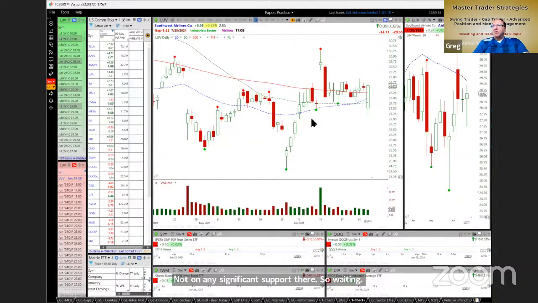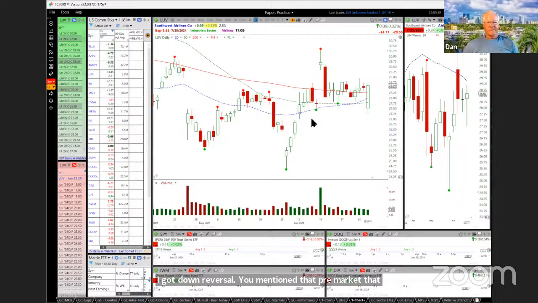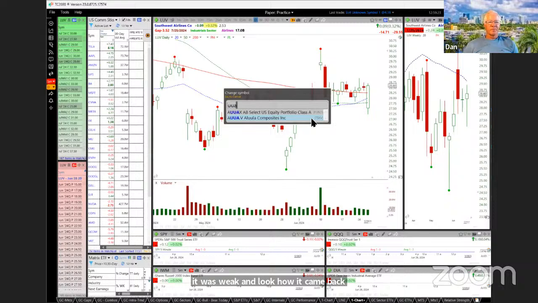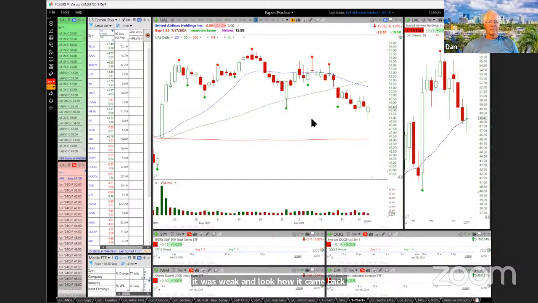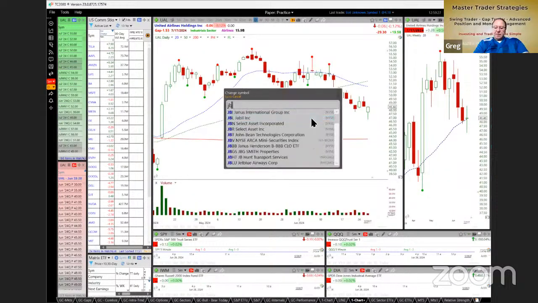That gap down reversal. You mentioned that pre-market that it was weak, and look how it came back. Yeah, you gave weak guidance. It's good.